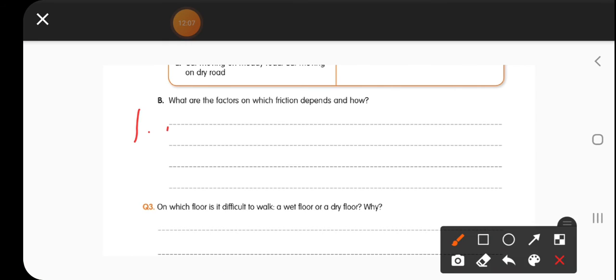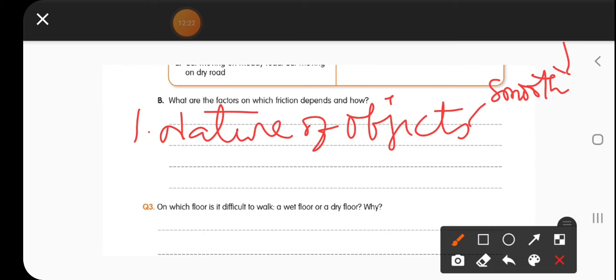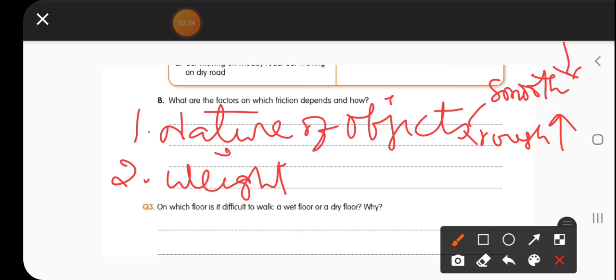One factor is the nature of the two objects, and they are even asking how. So the first one is smoothness. If the two objects are smooth, then the frictional force is less. If the two objects are rough, then the frictional force is more. Now the second factor is the weight of the objects. If the weight is more, frictional force is more. If the weight is less, then the frictional force is less.